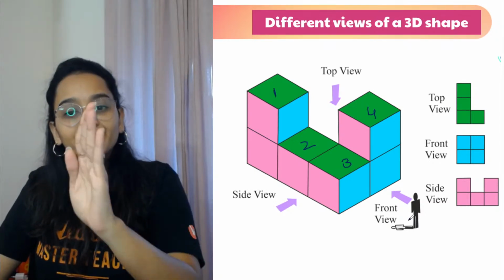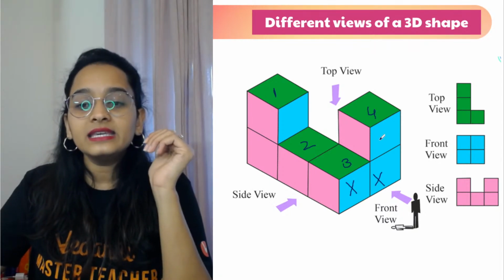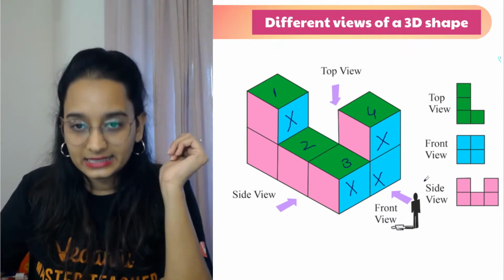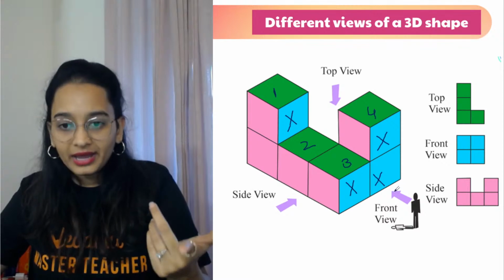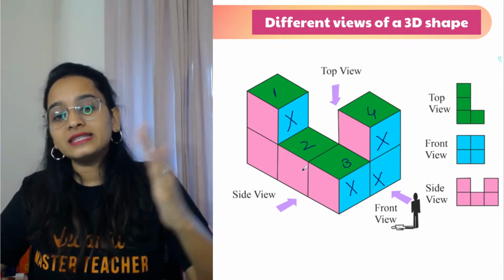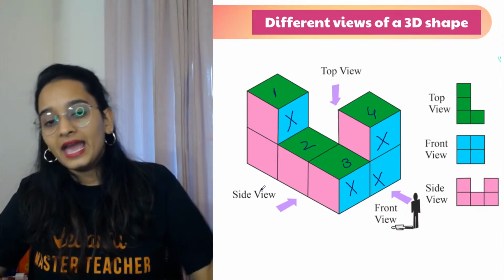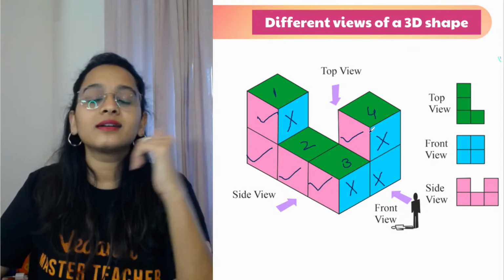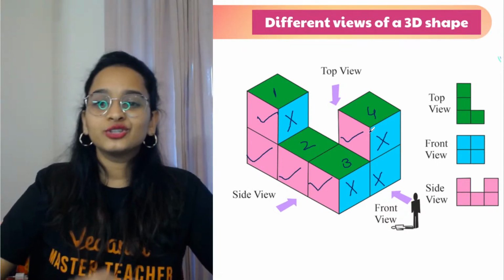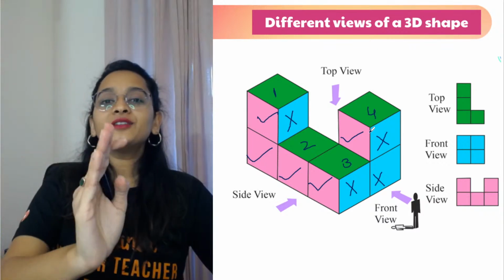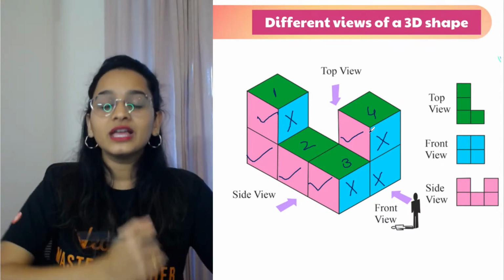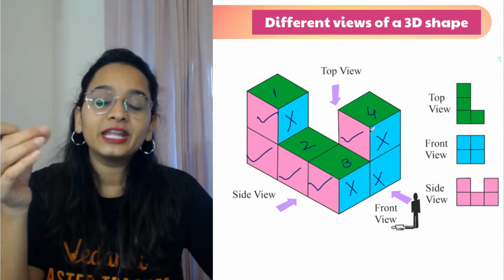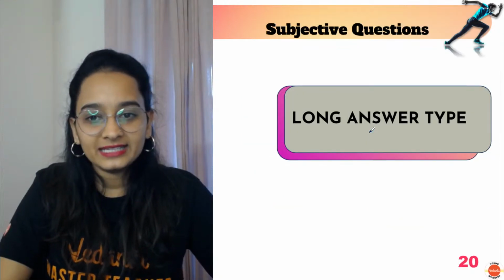When you are looking from the front, you can see these 4 blue tiles, the ones I've crossed, right? You can only see them. You cannot see the blocks behind. And when you're looking from the top, you can see these pink color tiles. So the top view, front view, and the side views are all different depending upon the object, right?